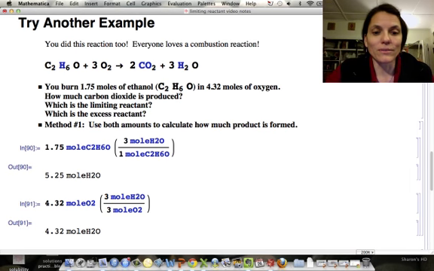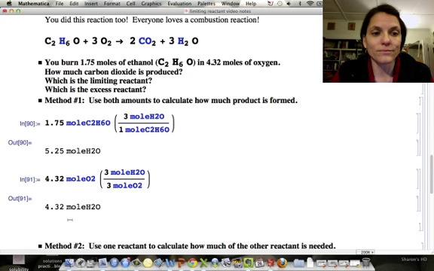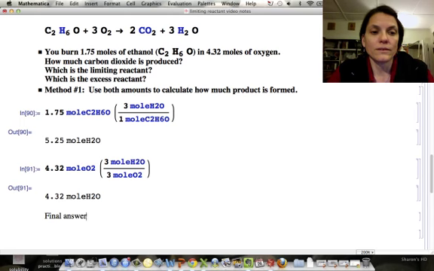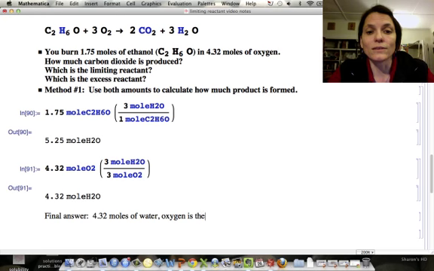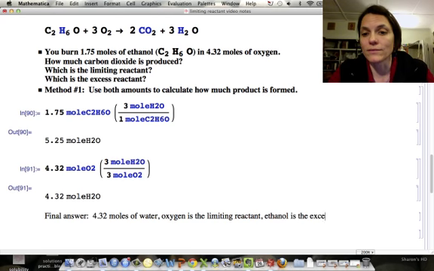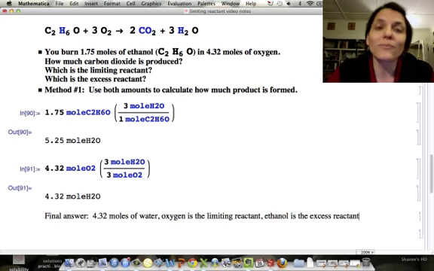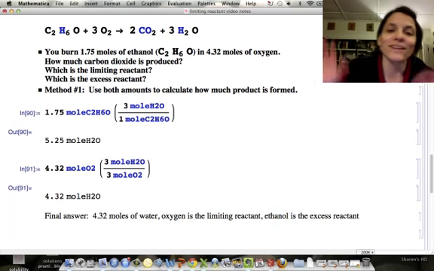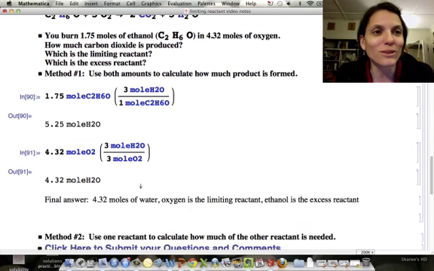Okay. So I'm going to go ahead and write that in there. My answer is 4.32 moles of water, and oxygen is the limiting reactant. Ethanol is the excess reactant. And by the way, it's usually the other way around because the oxygen from the air is usually in excess. A little twist on the matter for you this time.